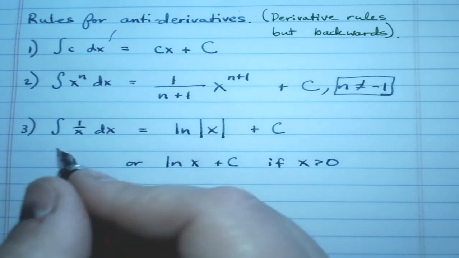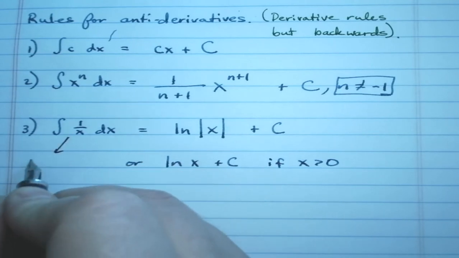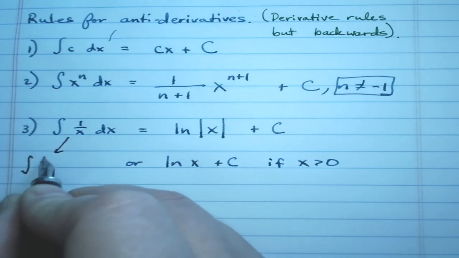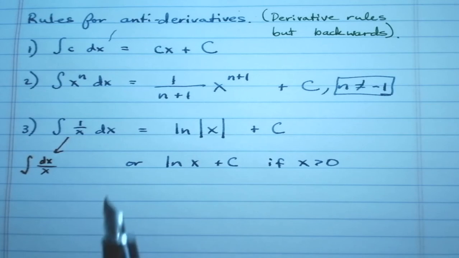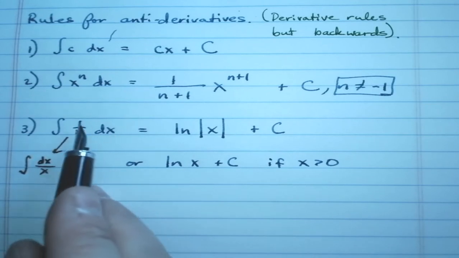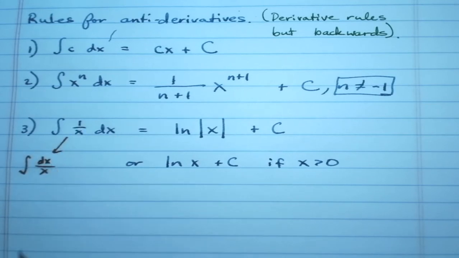Sometimes we write this one funny. Sometimes we write this as the antiderivative of dx over x. So we put that with respect to x in the numerator because times 1. Okay? So don't let that trip you up. That's sometimes we'll write that way. Okay? And does this work?